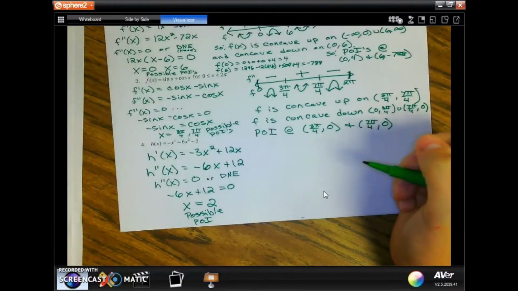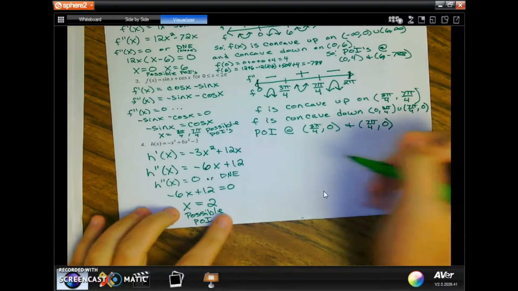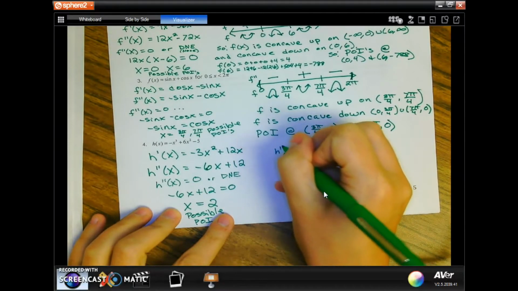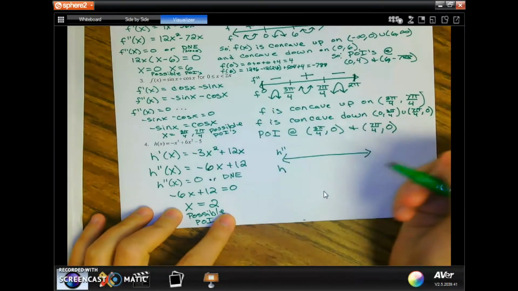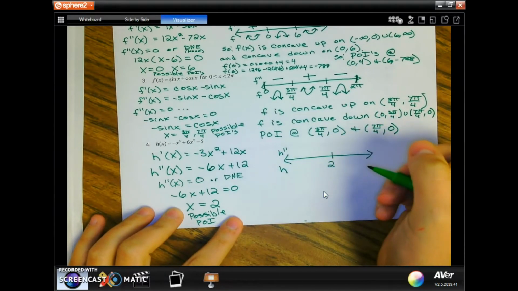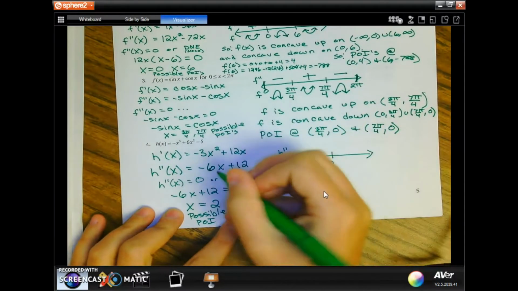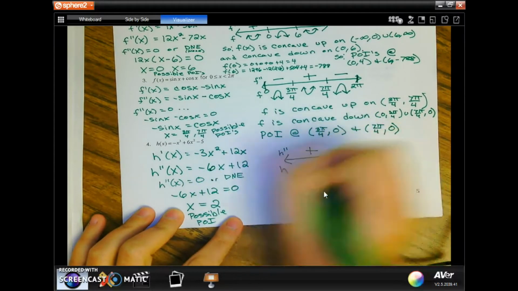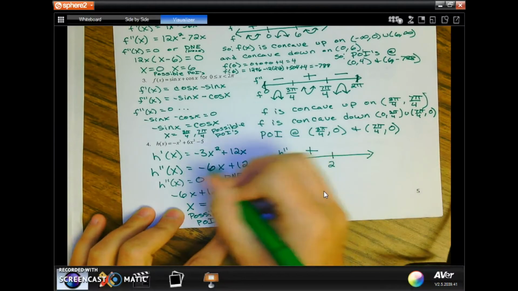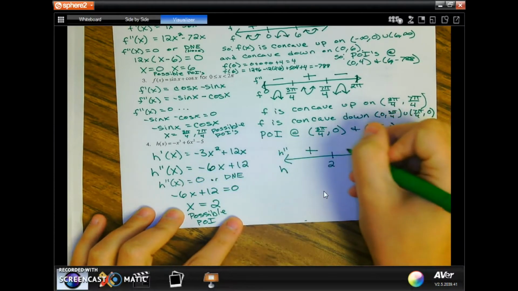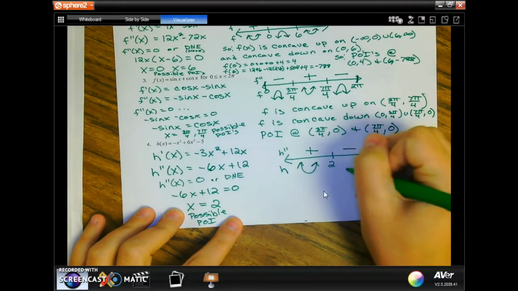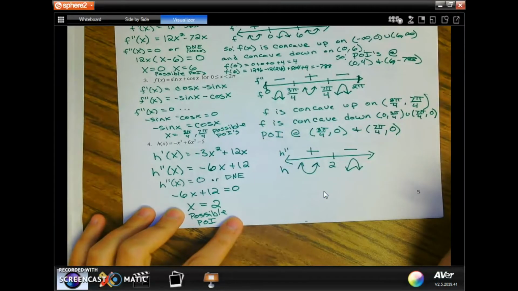To determine if it is truly one, I have to do a sign chart. My sign chart, again, I put the second derivative there, and it's going to tell me the behavior of the original. I only have one possible POI there, so I just put a 2. I plug in a number like 0 into the second derivative, and that'll give me a positive, because it'll be 0 plus 12, which is positive. Plug in a number to the right like a 3, that'll be negative 18 plus 12, which is going to be negative. So that tells me here it's concave up, and over here it'll be concave down.